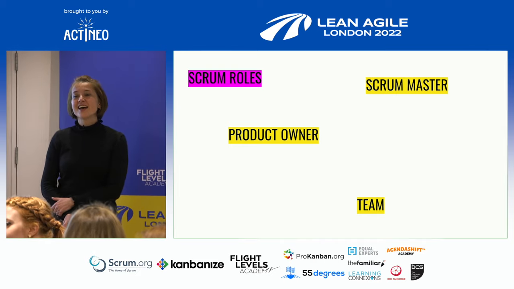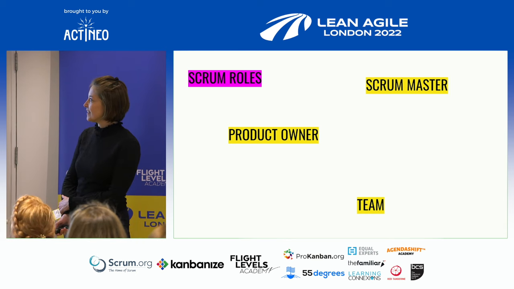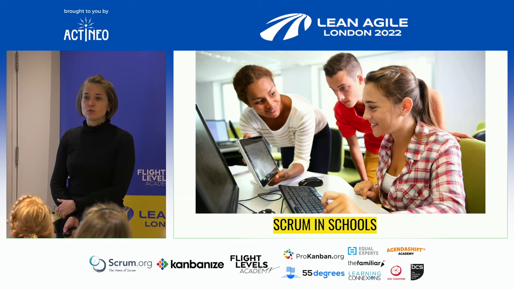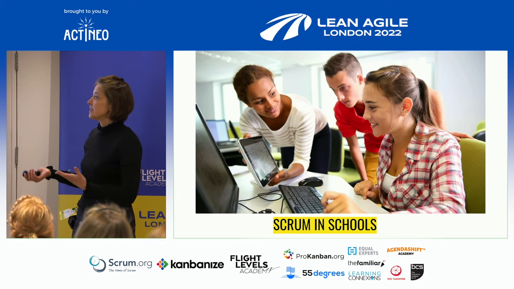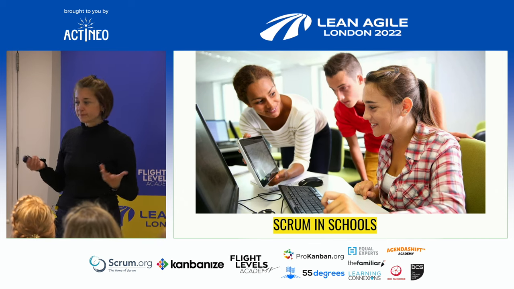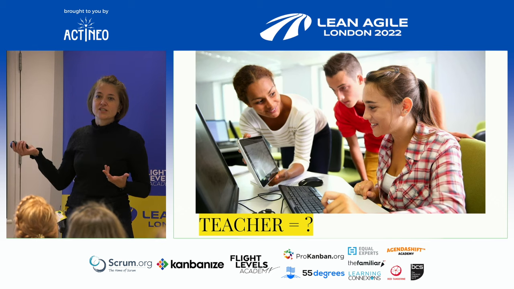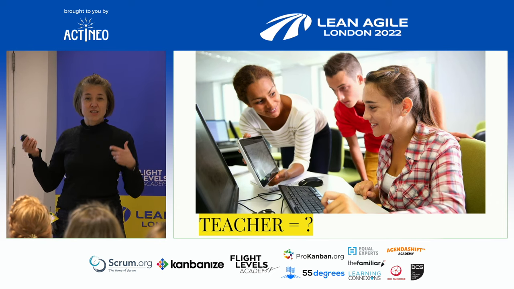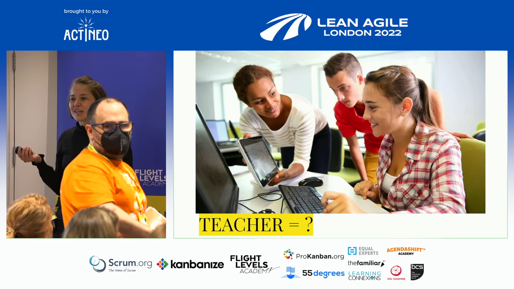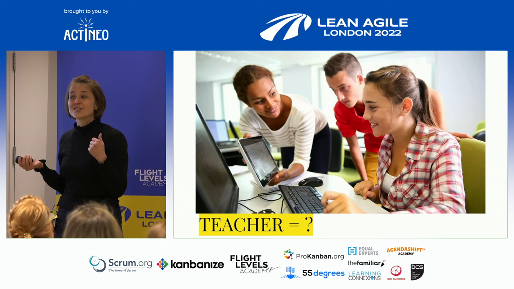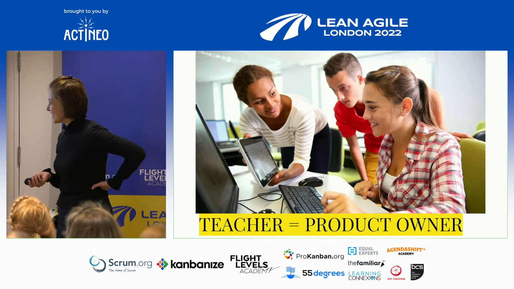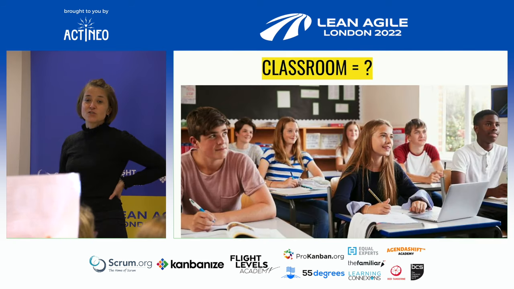So I've taken Scrum roles just as an example, as I said. If I take a school, for example, and we want to train the teacher and the classroom on how to implement Scrum, what role would our teacher take, do you think? The teacher is somebody who's going to look at the curriculum and maybe decide to prioritize the things that the children have to learn. Product owner, well done. And the classroom would be?